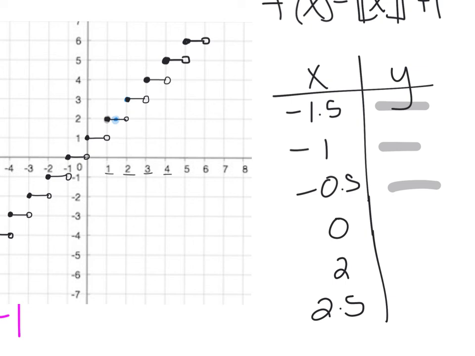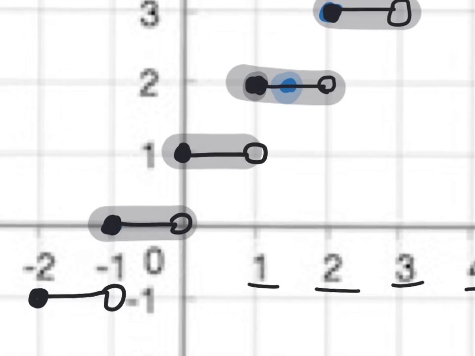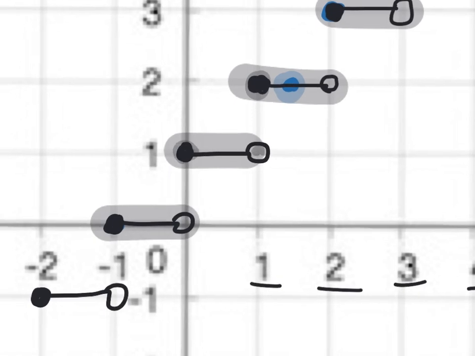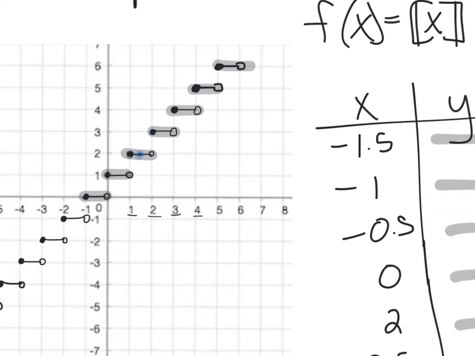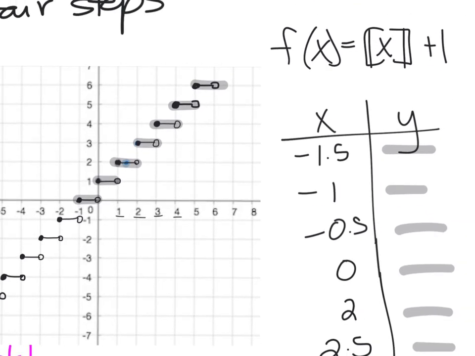And then use those to figure out what your graph is going to look like, because it'll always have this pattern of having those steps. It'll always start with a closed circle because you want it to equal the smaller number, and then it'll always end with an open circle like this. So you'll always have that pattern, and you can use a table of values to figure out what it's going to look like.